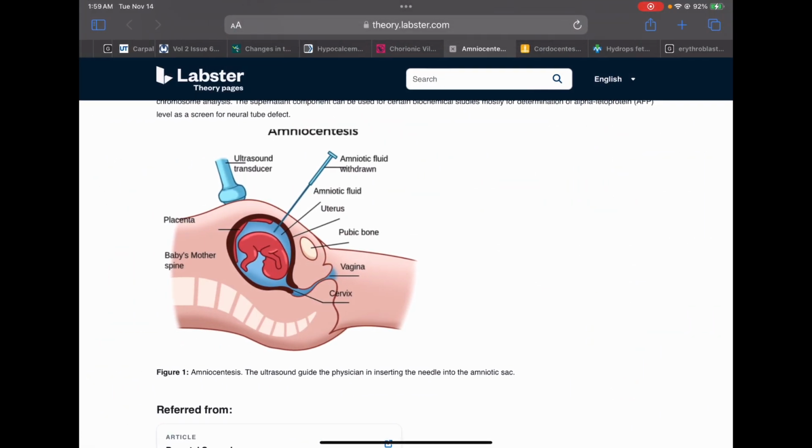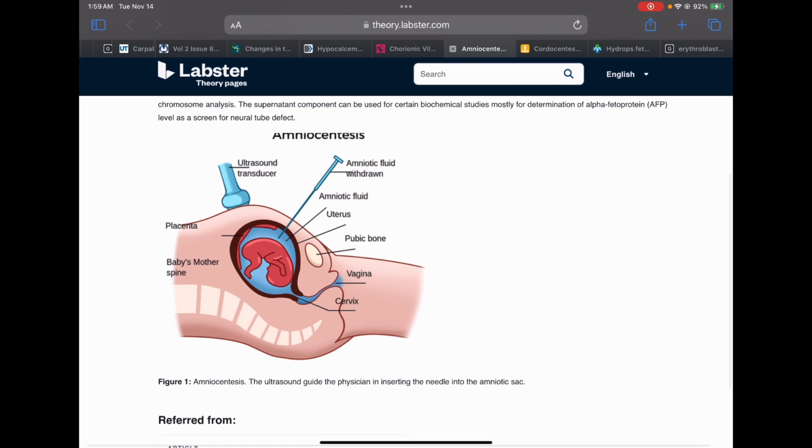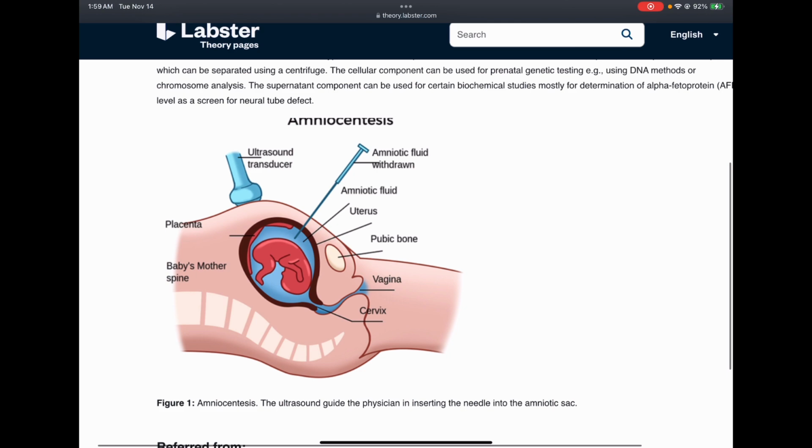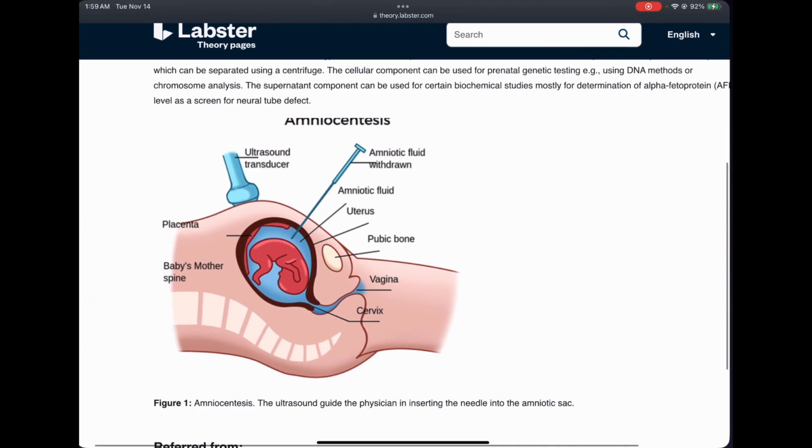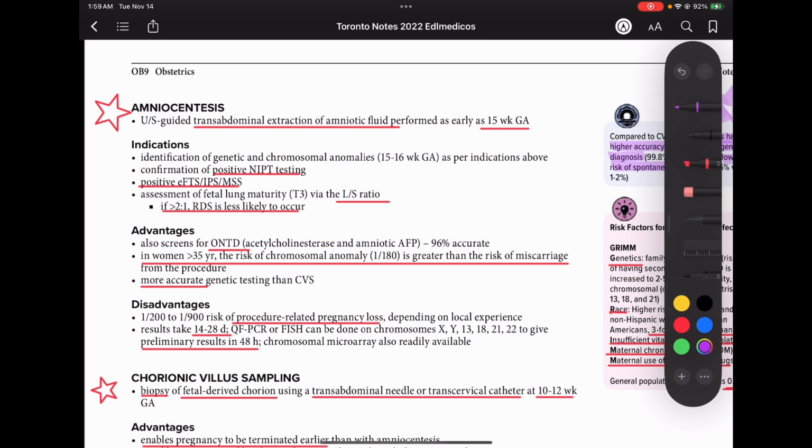Right here is amniocentesis. So this is the needle which is guided under the ultrasound, and it draws amniotic fluid out of the uterine cavity. So what happens is ultrasound-guided transabdominal extraction of amniotic fluid, performed around 15 weeks of gestational age.